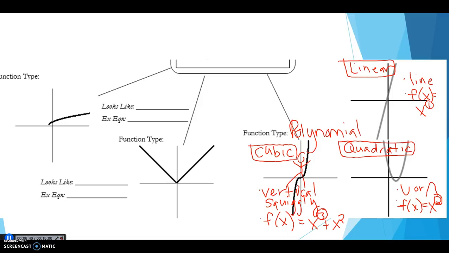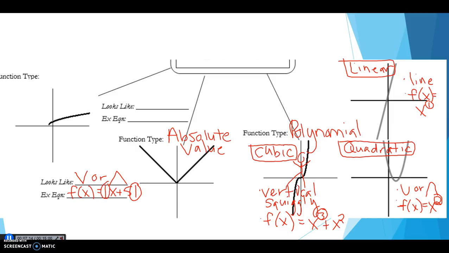The next type over here to the left is absolute value. So if you notice, absolute value has a V shape. It can also be upside down, like a pyramid. An equation would have an absolute value symbol. So if you remember, an absolute value symbol are those two bars. So those bars are what makes it an absolute value.